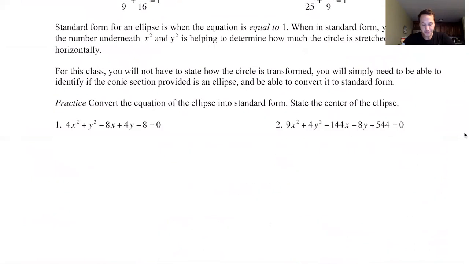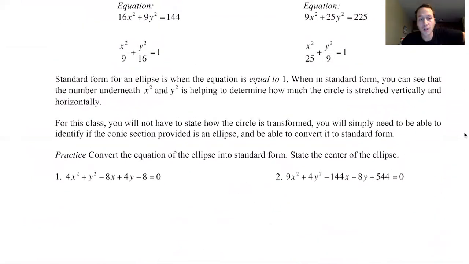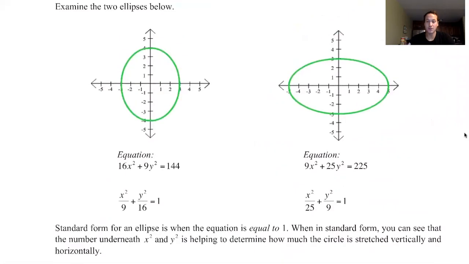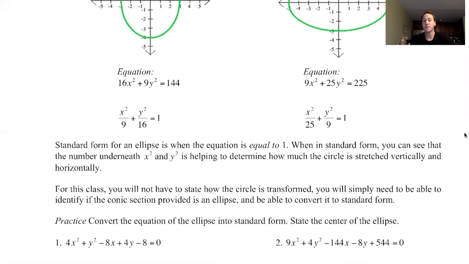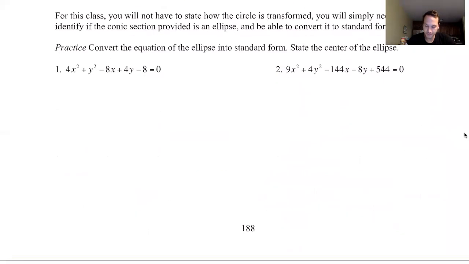But basically, a circle is equal to r squared. An ellipse is always equal to 1. So you have sideways ellipses and vertical ellipses. And all you're going to do is complete the square. And whatever number you get, you divide by that. So we'll just do one.